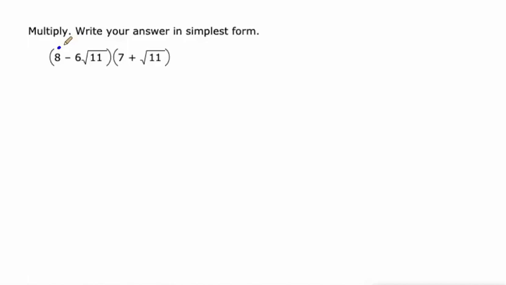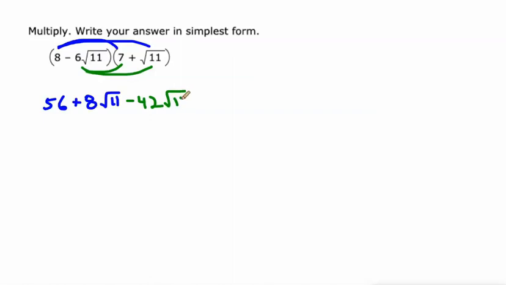Same strategy though. Distribute the 8. All right, so 8 times 7 is 56. 8 times the square root of 11 is 8 times the square root of 11. Now we'll distribute this negative 6 times the square root of 11. Negative 6 times the square root of 11 times 7 is negative 42 times the square root of 11. And negative 6 times the square root of 11 times the square root of 11, that's like negative 6 times 11, which is negative 66.